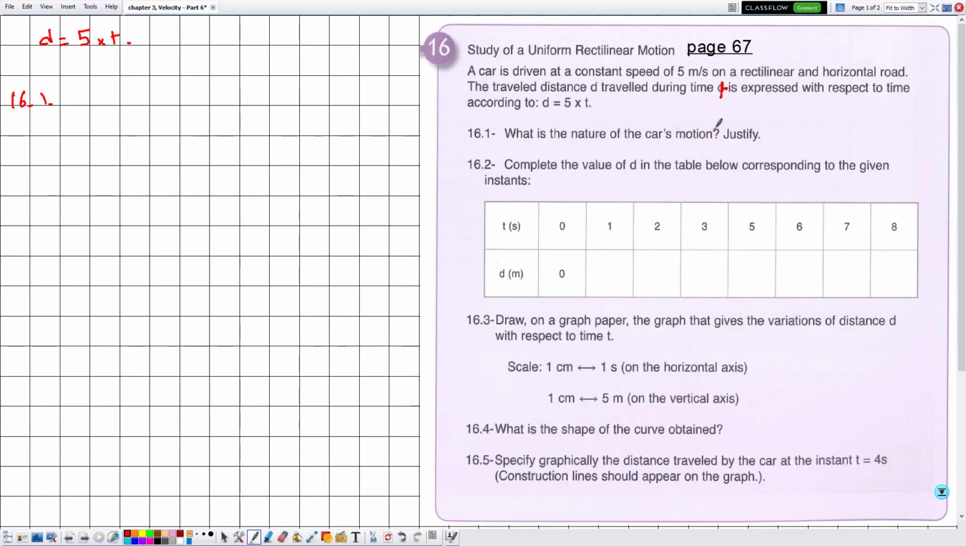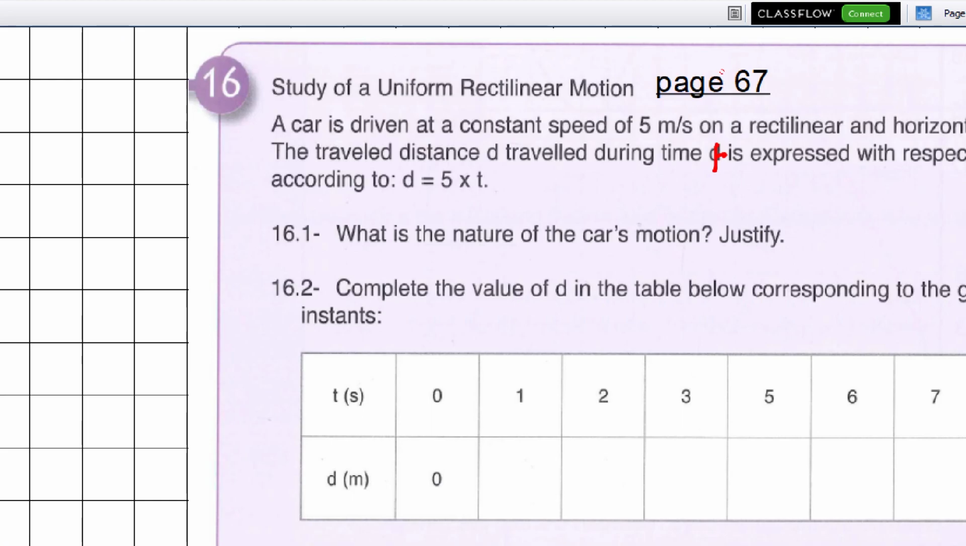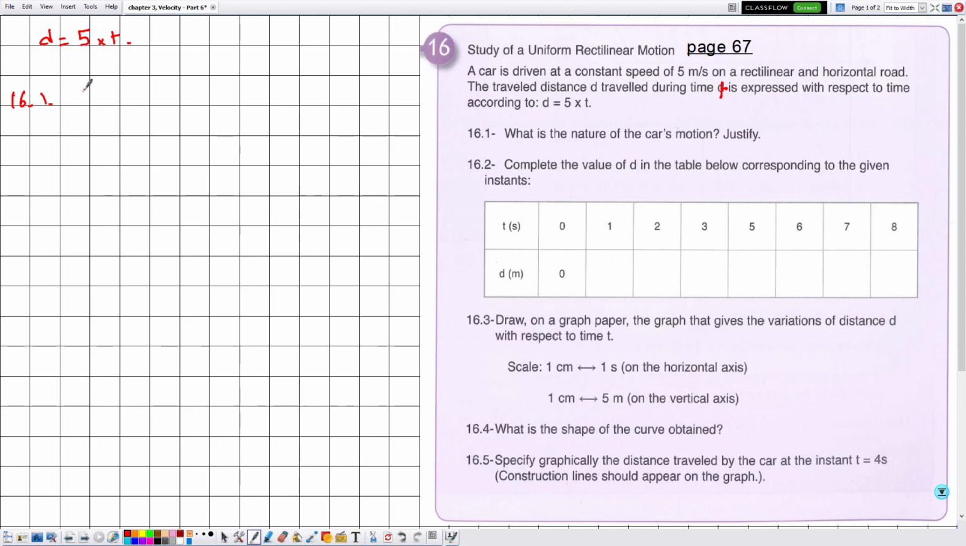This part is not very important, but notice that the title says study of a uniform rectilinear motion. So the nature of motion is uniform rectilinear motion. Now let's ignore the justification.